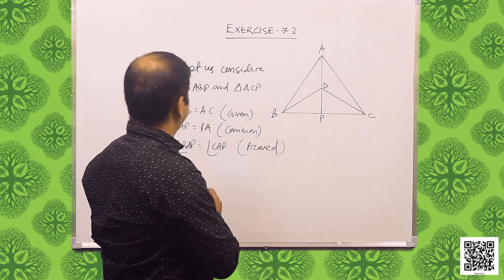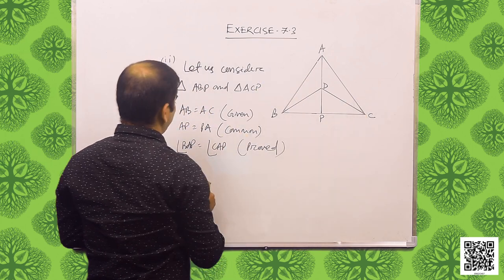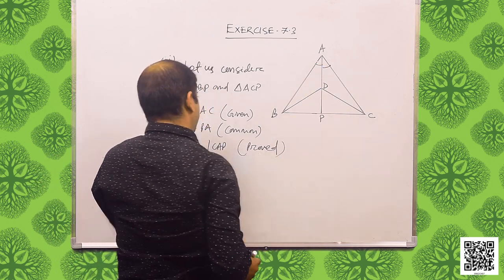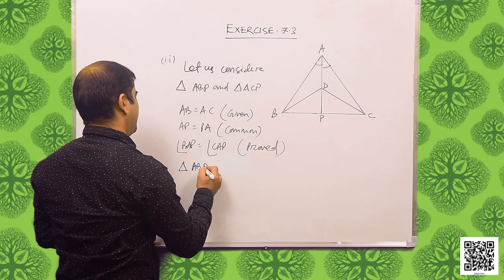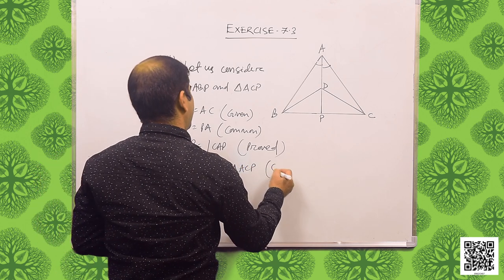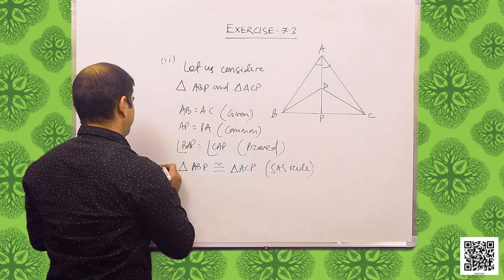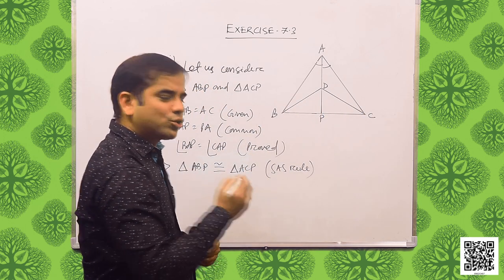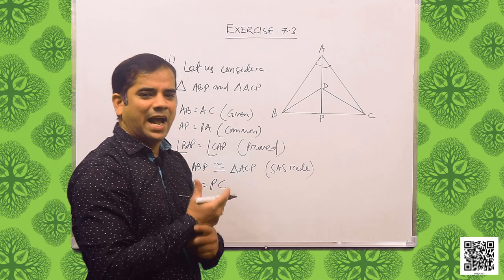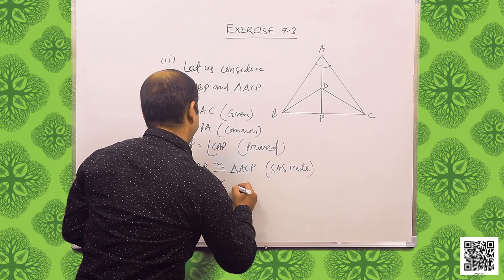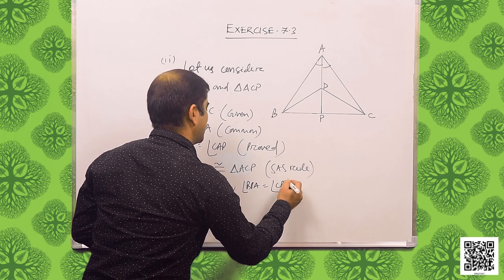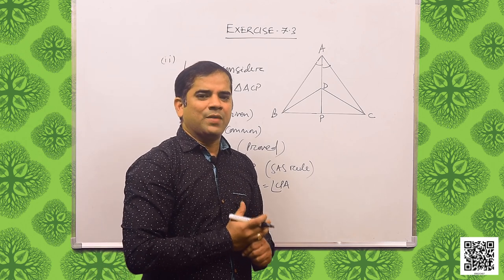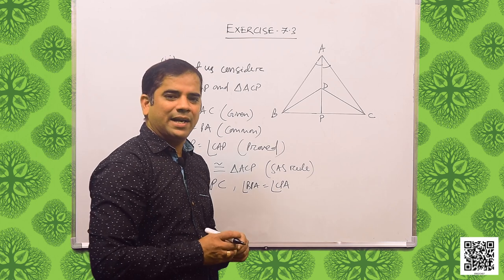So from here, let us check. AB is equal to AC. AP is equal to PA because it's common. Angle BAP is equal to angle CAP. That means these are the included angles. That means triangle ABP is congruent to triangle ACP by SAS rule. So it also implies BP is equal to PC. As these two are congruent, you can write BP is equal to PC, as well as angle BPA is equal to angle CPA. Why? This is the result of the congruency.